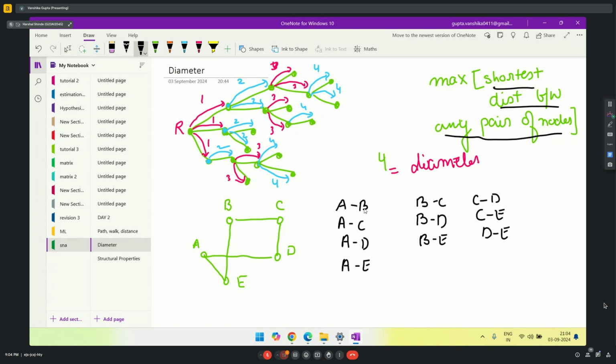Now let's calculate the shortest distance between these pairs. From A to B, can anyone tell me what the shortest distance to travel from A to B will be? It's AEB.